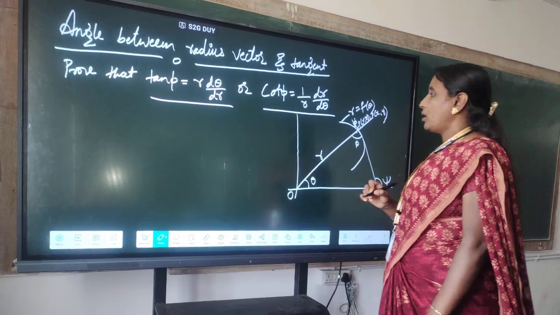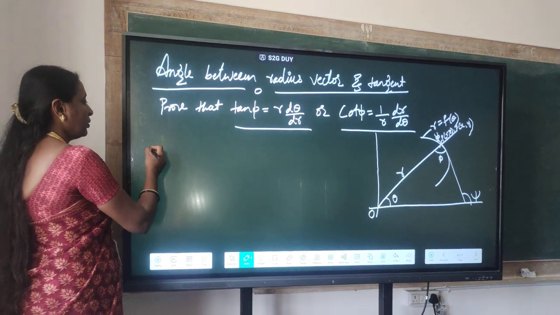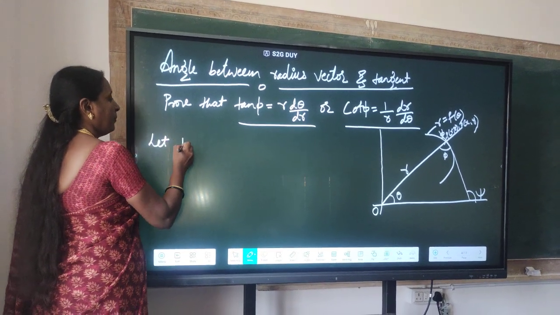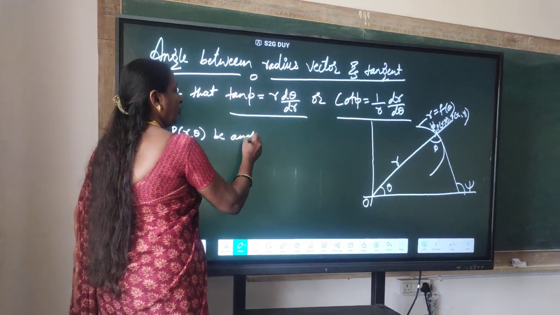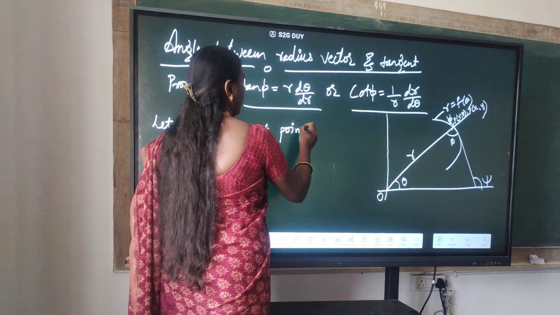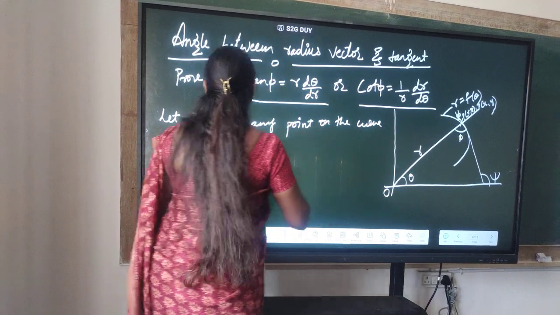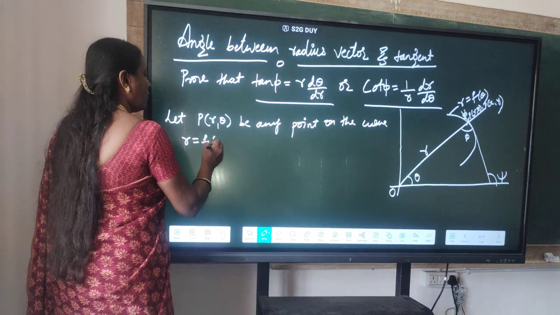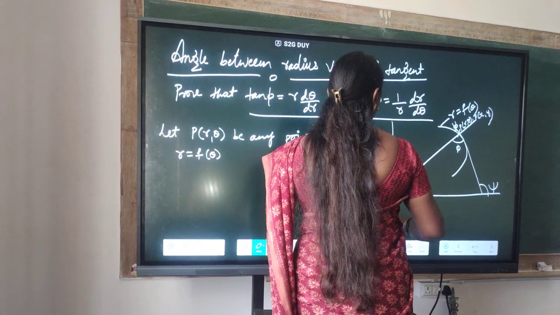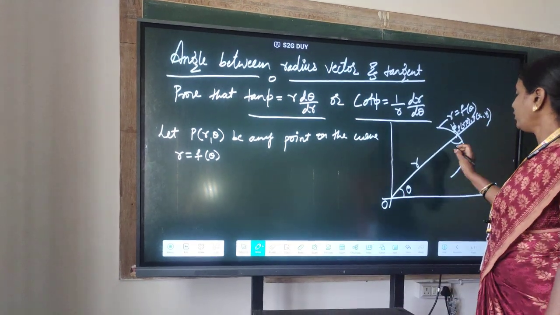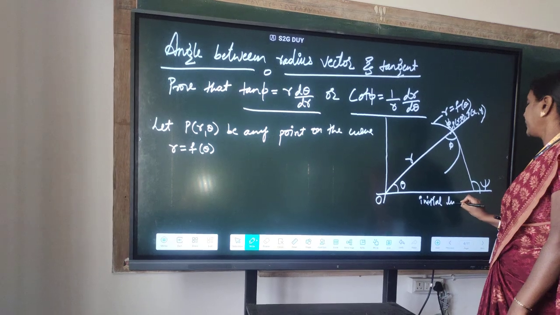Now we will write 2-3 lines about the figure. Consider that P of r comma theta is any point on the curve r equals f of theta, and it makes an angle theta with the radius vector, and this is your initial line.